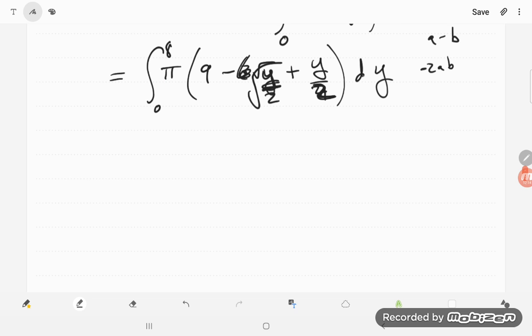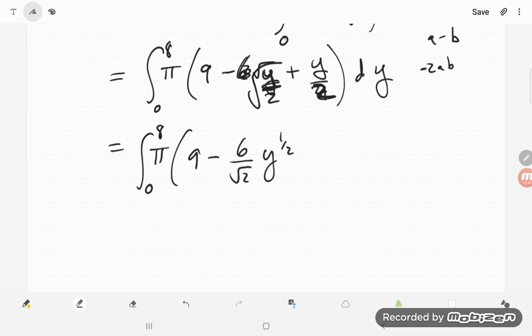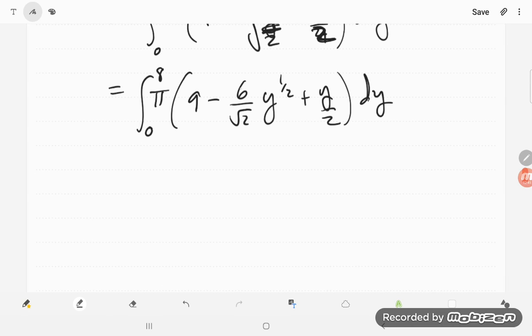And so, I have this 6, so I'm going to rewrite this just to show it a little better. Got 9 minus, now I've got the constant 6 over the square root of 2. I can reduce that a little bit, times y to the 1/2, and then plus y over 2 dy. So yeah, 6 is 2 times 3 over the square root of 2, so I could just write this as 3 times the square root of 2, and I'll do that in a moment.